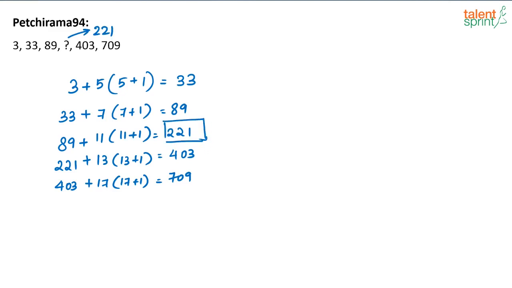Clear? Yes. See, such questions in exam, if you are not able to crack, just skip the question, move on to the next question, okay? Number series is one topic where you can practice as much as possible before the exam. In the actual exam, if you're not able to get the logic, skip the question and don't waste your time, okay? There are no shortcuts to solve questions on number series.